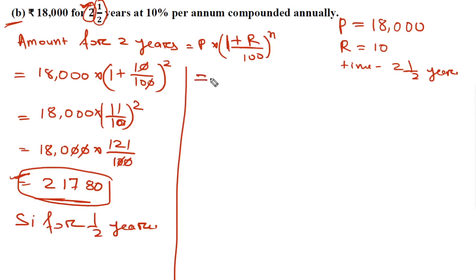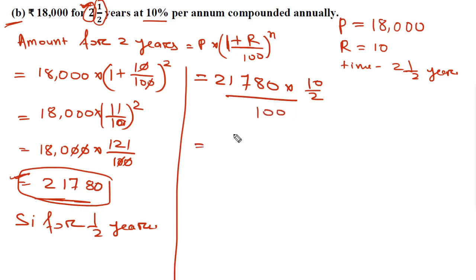So here it will be equal to, here amount is this 21,780 into, we have to find simple interest. Okay, for 1 year the interest rate is 10%. Here for 1 by 2 year the interest rate will be 10 by 2%. So into 10 by 2 divided by 100.